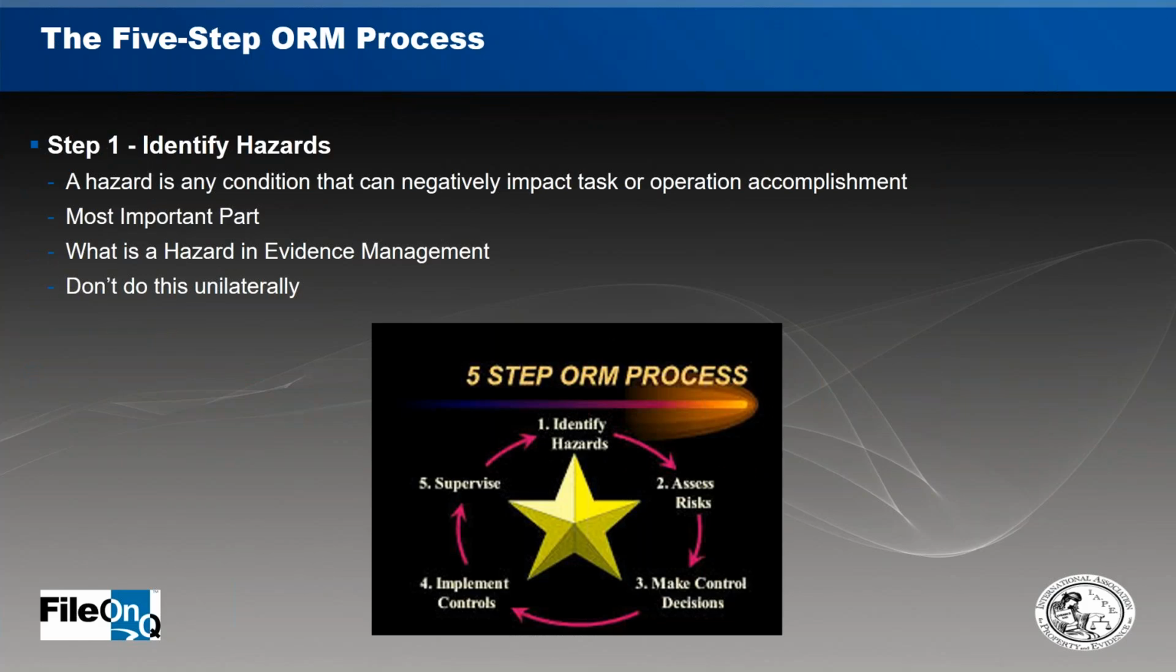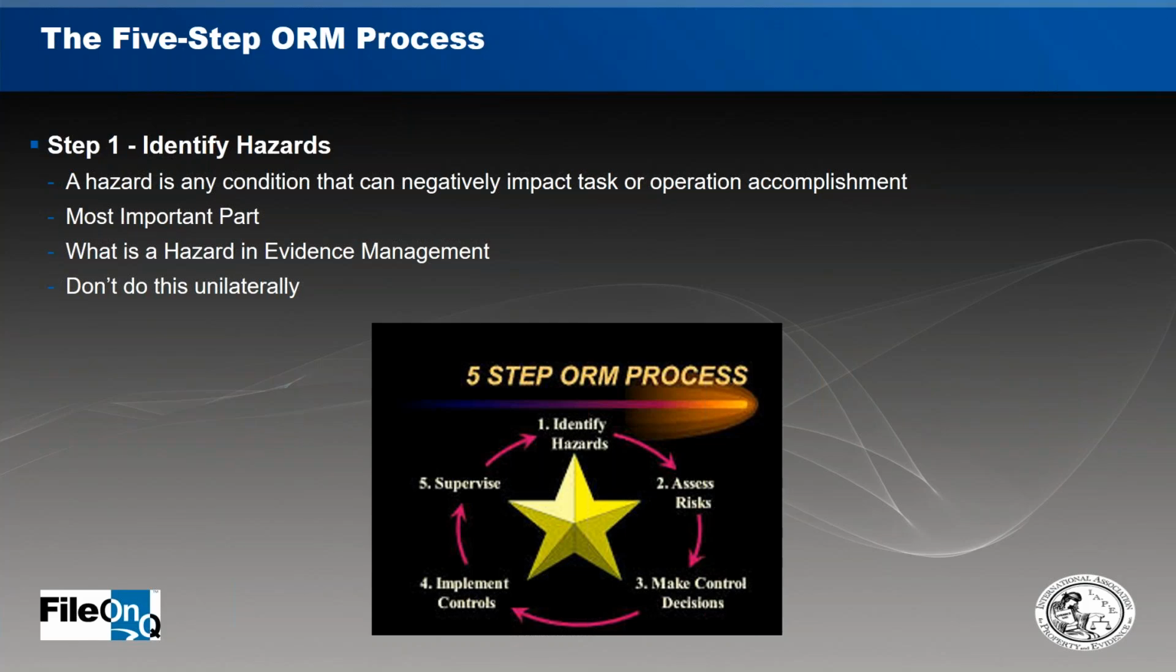First of all, a hazard, you can see the definition there, but it usually involves the potential for injury, death, or property damage. And then additionally, in the case of law enforcement, it could adversely impact a prosecution or cause liability for the agency. And hazard identification is the most important part of the ORM process, because if a hazard isn't recognized, controls may not be implemented.